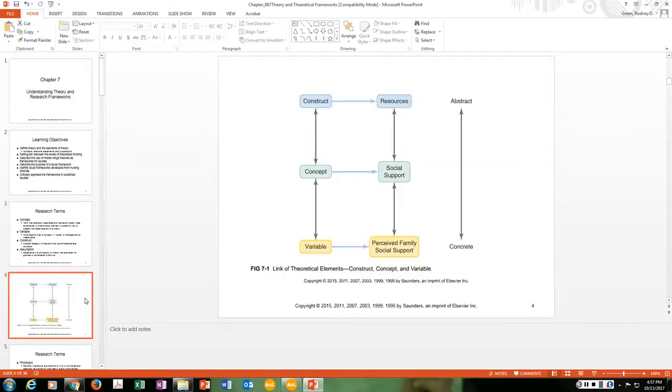So here is a diagram that links the elements of construct, concept, and variable. At the very basic level here, at a concrete level, we have the variable. So perceived family social support, okay? This is a variable that belongs to the social support concept. You can see we're starting to go up into more abstract levels of thinking. And as we go farther up, we have construct, and construct takes into account resources and social support. So you can see that you're going from a concrete level up to a more abstract level.